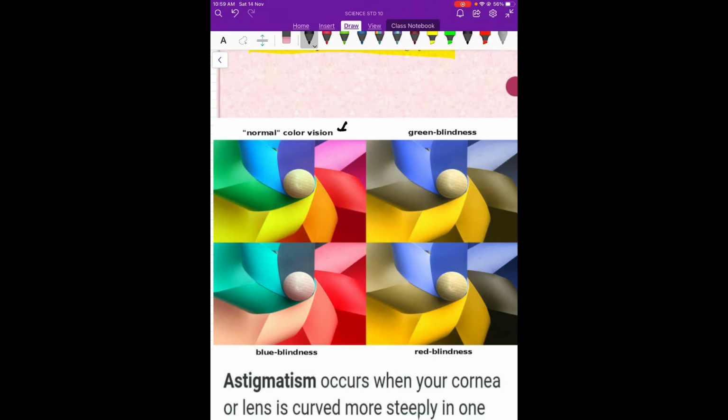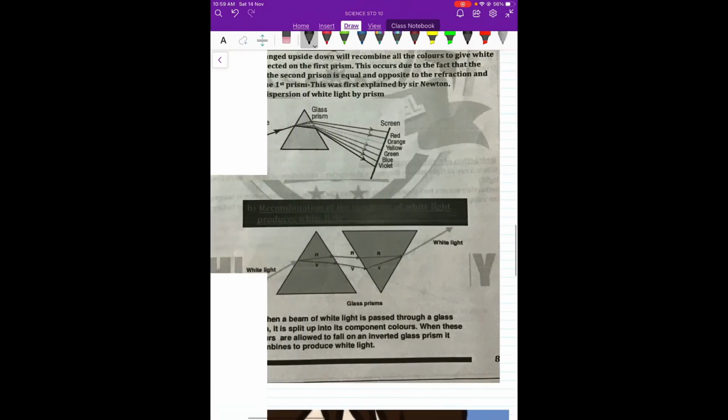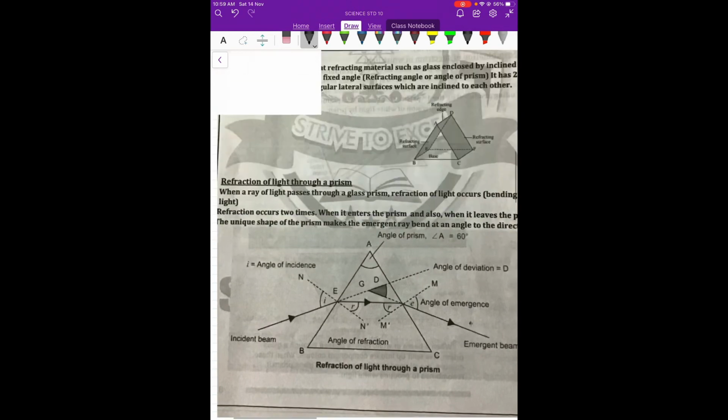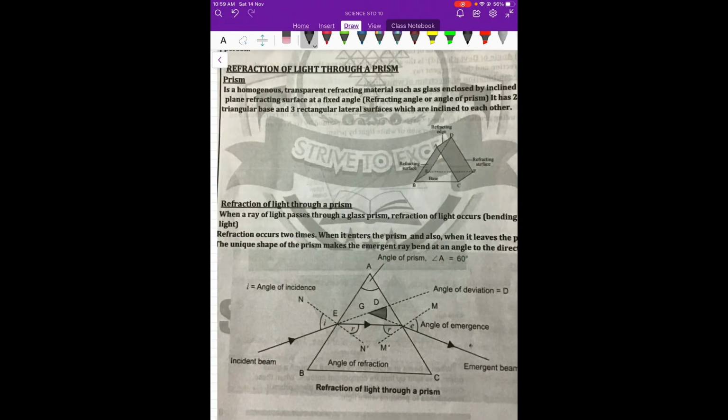Here you can see how a green blind person cannot see green perfectly. Then a blue blind one, you can see the blue color has automatically vanished in the same picture, and if it's the red one, you can see the red part is vanished. So, all these things are related to color blindness. There is actually as such no treatment till now for color blindness.